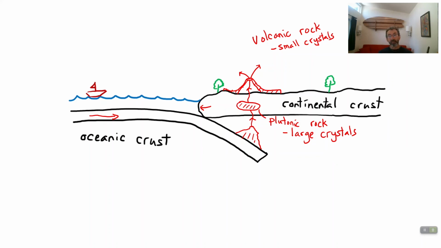So two main types of igneous rock. We have plutonic rock, which cools within the crust and has large crystals because it cools very slowly. And then the second type of igneous rock is volcanic rock, which erupts out onto the surface, cools very quickly, and as a result has small crystals. So let's take a look at some examples of these types of rock.